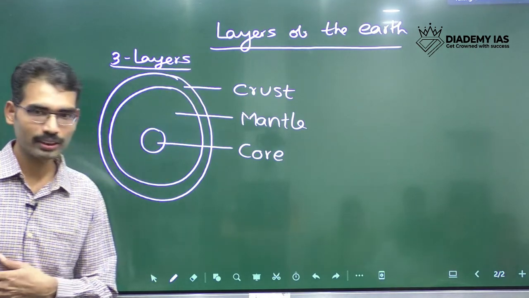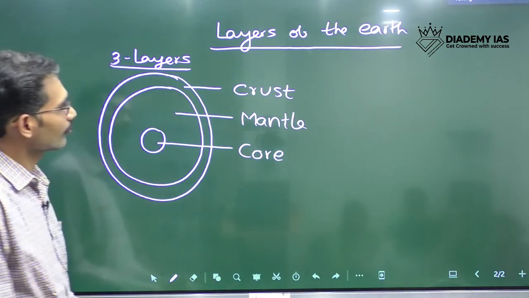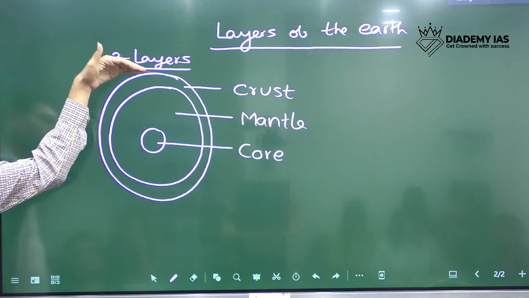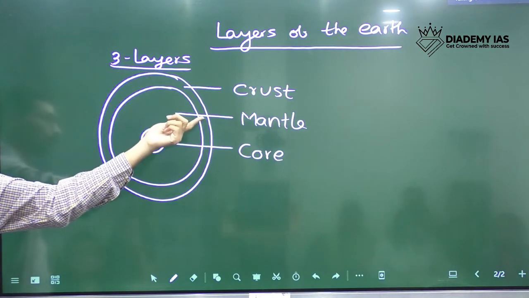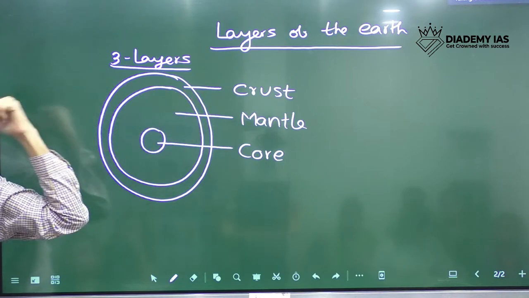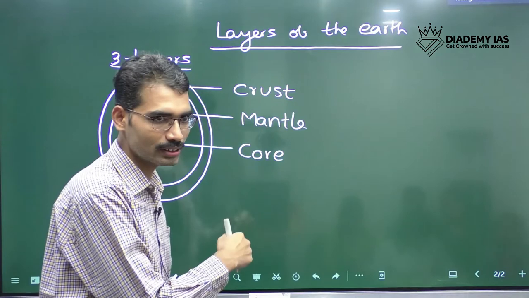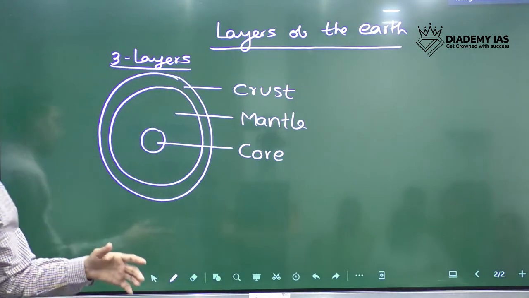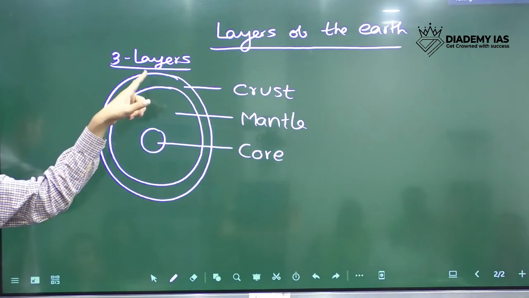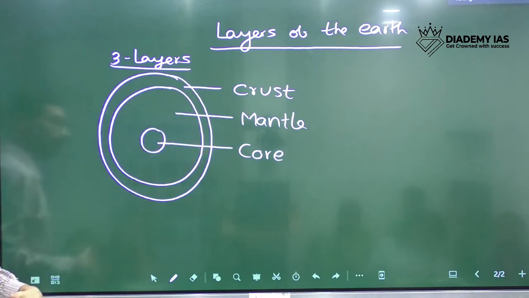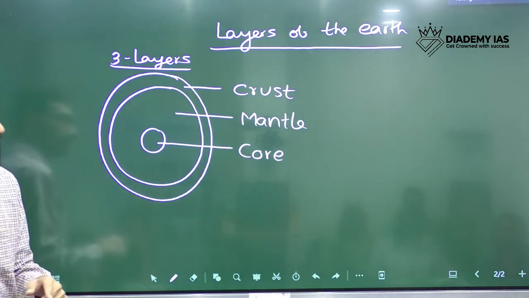Online students, are you writing this? The deepest one is the core, on top of it mantle, and on top of it crust. Now so far whatever we have seen in the last class, we have seen seven continents. We were talking about only the crust part, and on the crust different continents formed and different oceans also formed.